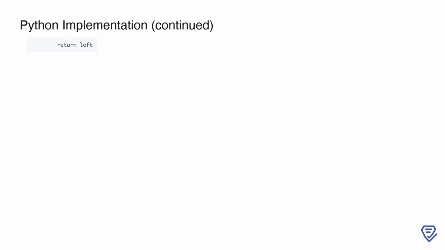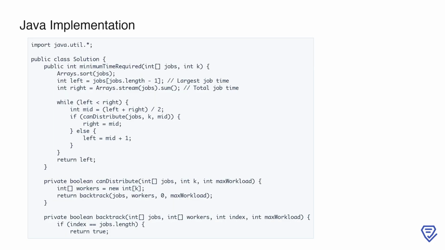Here, we start by importing necessary libraries and defining the Solution class. The main method, minimumTimeRequired, takes two inputs, an array of job times and the number of workers, k. The goal is to minimize the maximum workload assigned to any worker. First, the jobs array is sorted to make it easier to handle the largest job. We then initialize two bounds, left, which is the largest single job time since no worker can have a workload less than this, and right, which is the total sum of all job times because, in the worst case, one worker might handle all the jobs.